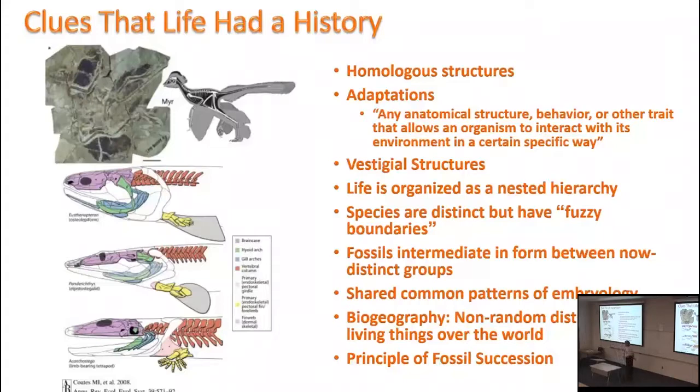Or we could see these fossils down here that show something intermediate in form between the fin of a modern fish and the forelimb of a modern land vertebrate. Why should that be? Why should we expect these sort of intermediate forms if life didn't have a history? But life did. What we're probably seeing is a document of that transition.